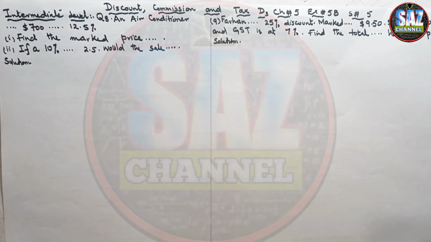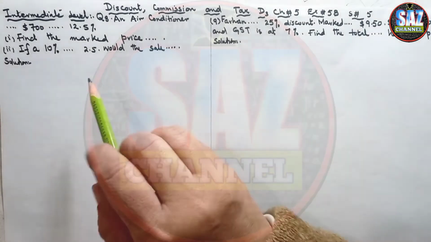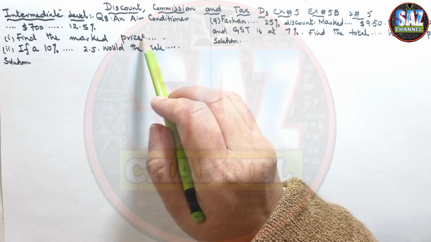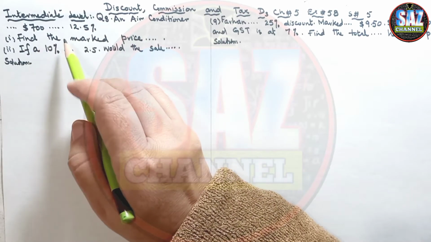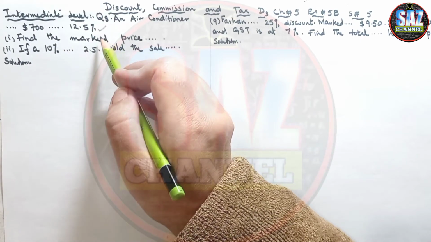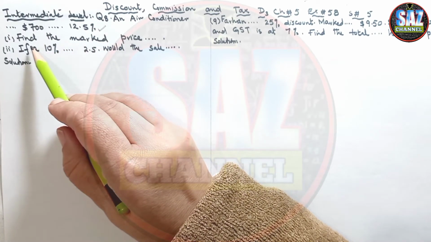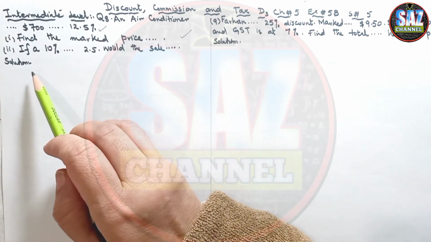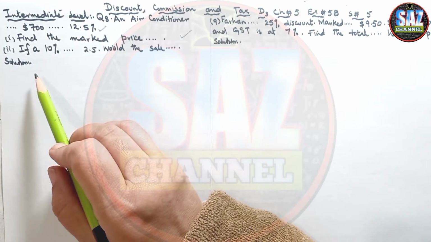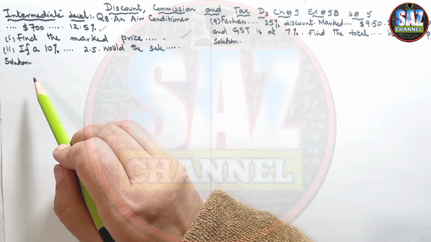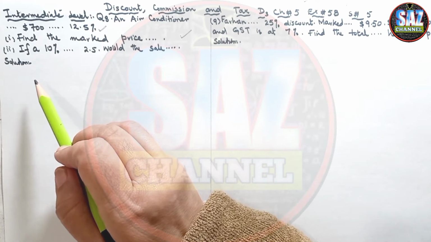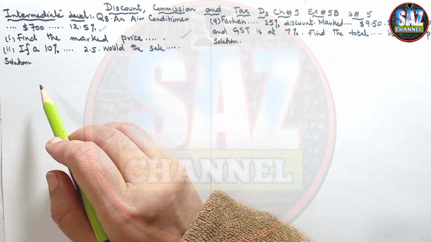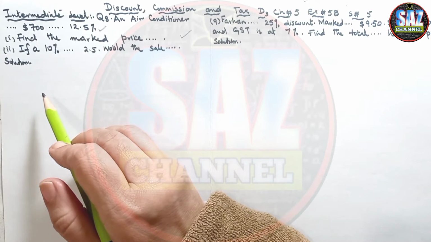Let's move to question number 8. As the questions are long, I've written the questions in short form, so please read the question carefully from your own book. The question says an air conditioner is sold for $700 after a discount of 12.5%. The first requirement is to find the mark price of the air conditioner. The second part says if a 10% discount is given on the mark price of the air conditioner before it's sold at a further discount of 2.5%, would the sale price still be $700? We have to show our working clearly.